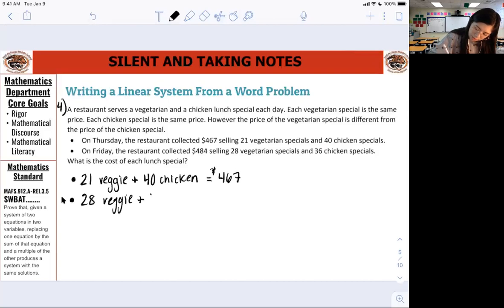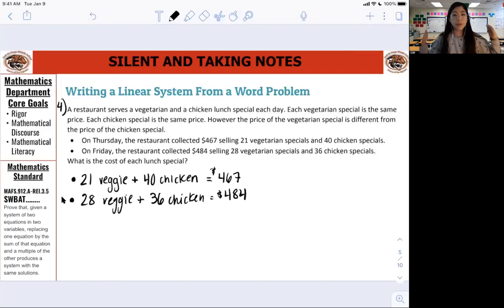They had 36 chicken. And that was 484. Okay. Well, actually, this one is even easier because they kind of already show you what the two equations are going to be, right? Can you guys see how it's pretty much already broken down into those two equations? So I can basically just create my system right away.